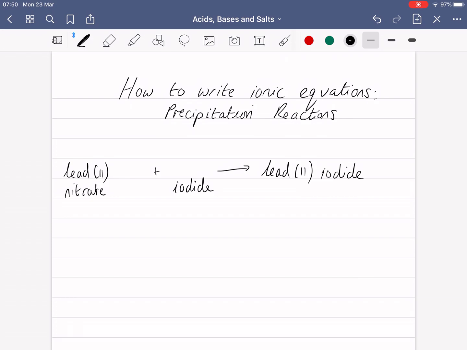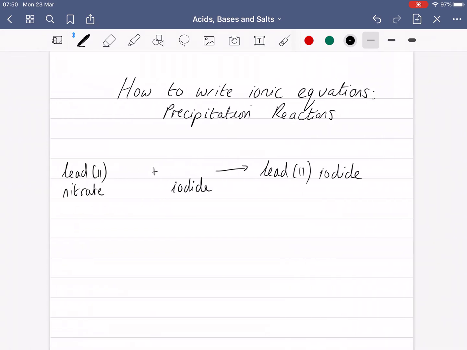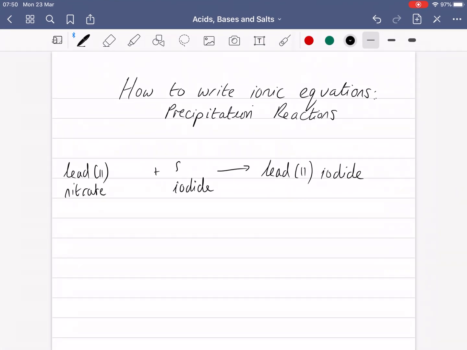Now I need a soluble iodide salt. Going back to this, I know all group 1 and ammonium compounds are soluble. So I'm just going to use sodium iodide. So this will make my lead(II) iodide precipitate. Let's just bring this down here so it's all on one line. And sodium nitrate. So we've got our word equation.